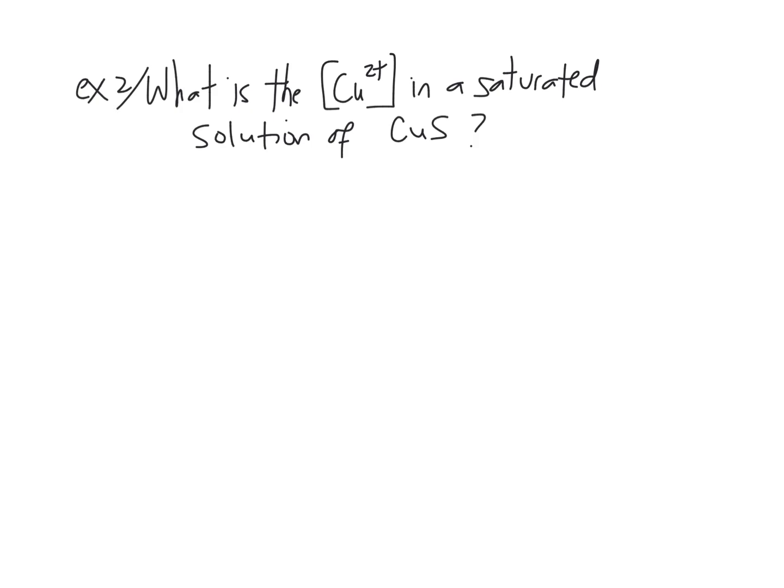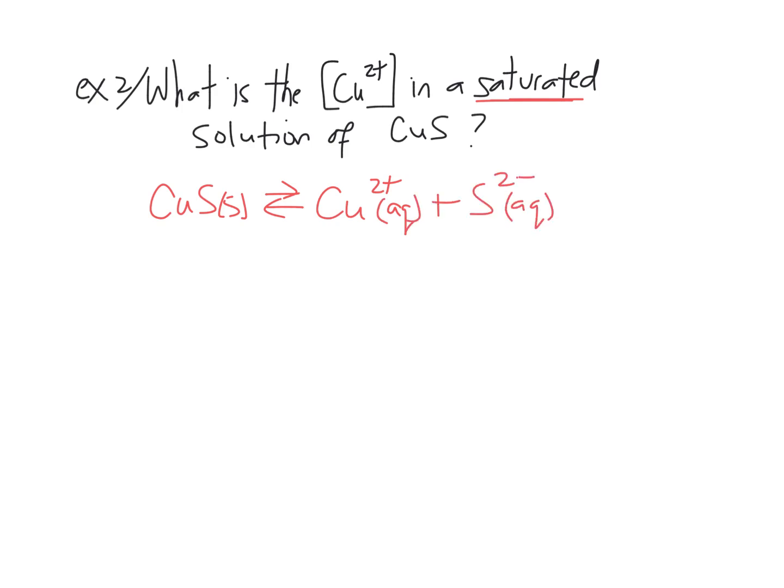Okay, let's have a look at this one. In this one, we are asked what is the concentration of the copper 2 plus ion in a saturated solution of copper 2 sulfide. Okay, so what do we know about this? Well, since it claims it's a saturated solution, we know that we can describe the situation like this. We would have the copper 2 plus ion and the sulfide ion aqueous, existing in equilibrium with just whatever little tiny remnant of copper sulfide solid was there.